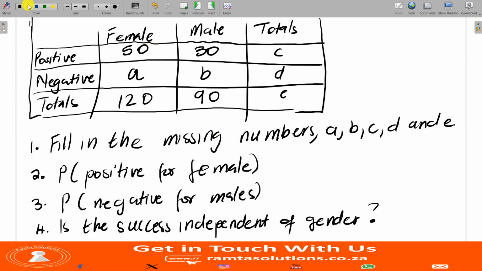For the first question, for the females we have a total of 120, but we have A here. So A is 120 minus 50, which must be 70. The total of males is 90 and we have 30, so this must be 60. Now 50 plus 30 is 80, and 70 plus 60 must be 130. 80 plus 130 must be 210. You can also say 190 plus 90, which is still 210.